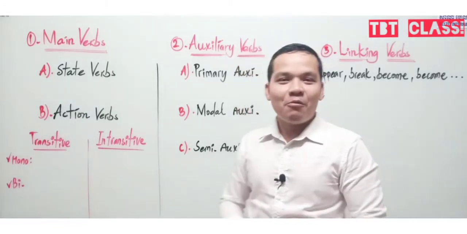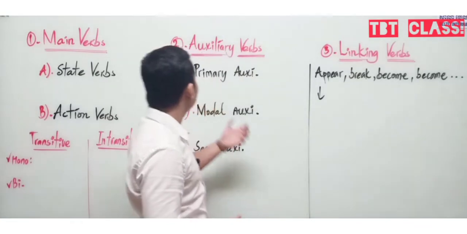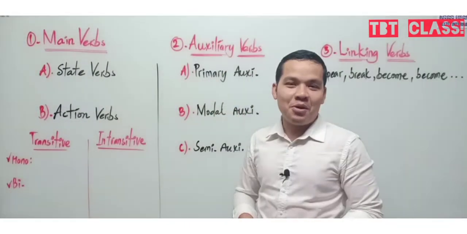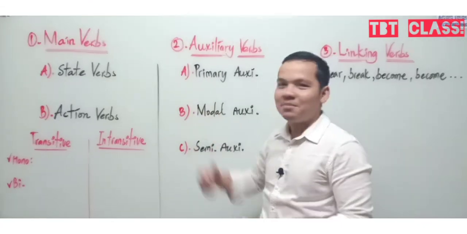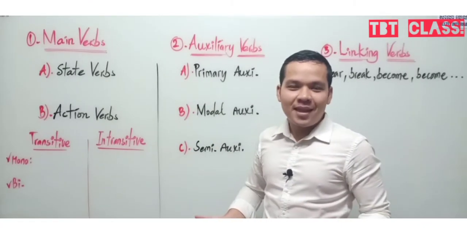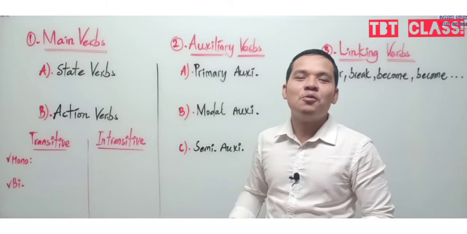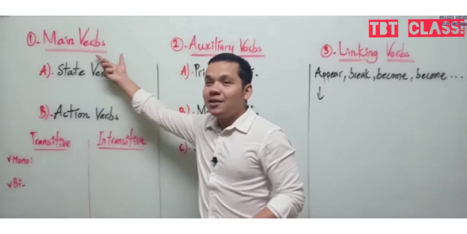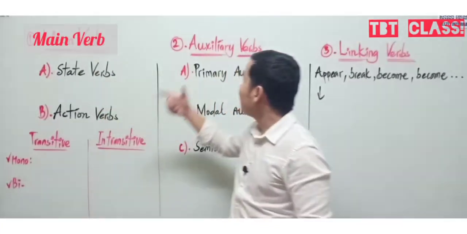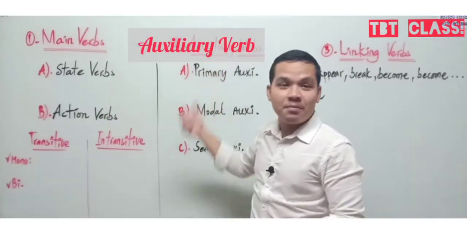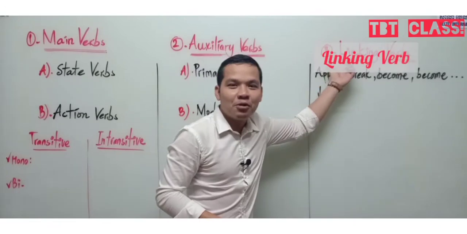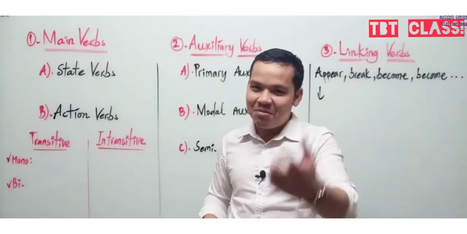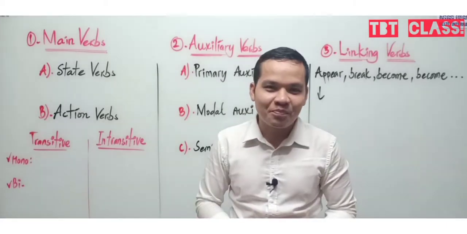So we're going to learn about verbs today. Yes, I am going to show everyone how to learn about verbs. I'm going to tell you and let you know, one by one, about the types of verb. Today we're going to learn about main verb, auxiliary verb, and linking verb. So these three are the lesson that everyone will learn with me in this video.